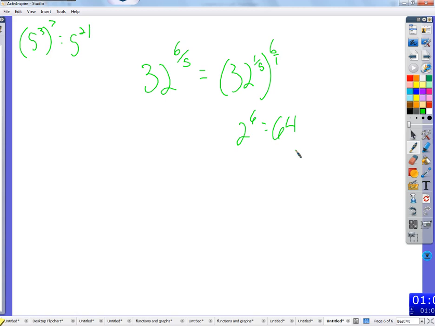But now we can generalize it. This is what algebra does. Algebra, pretty plainly put, replaces numbers with letters and then generalizes this stuff. Okay? So x, any number raised to m over n, any fraction, how can we rewrite it? Similar to what we have up there.